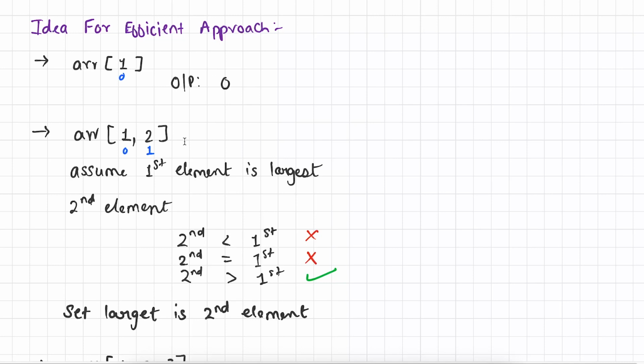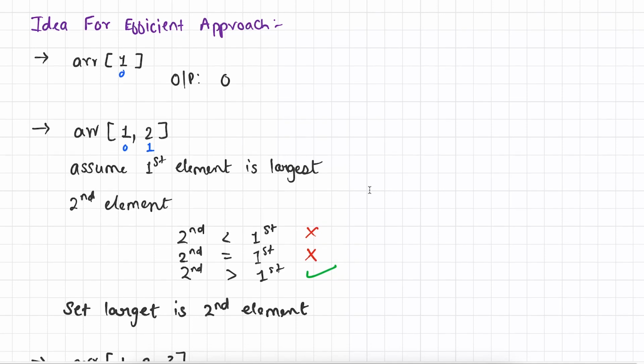Either second number is less than first number, or second number is equal to first number, or second number is greater than first number. So if second number is less than or equal to first number, then we do not need to do anything. In this case, first number remains the largest number, right? But what happens when second number is greater than first number? It means we have got one number that is larger than first number, right? So we simply say that this is the largest number so far. So we set the second number as largest number, simple.